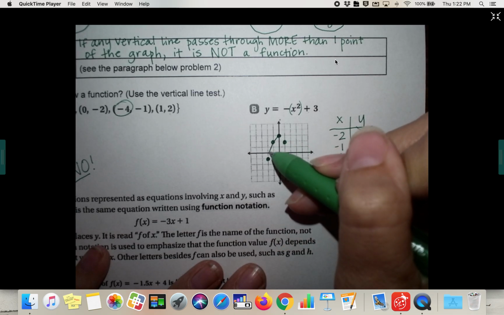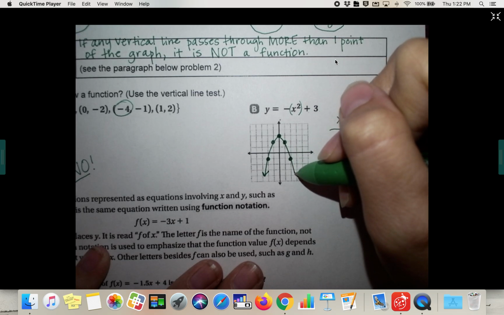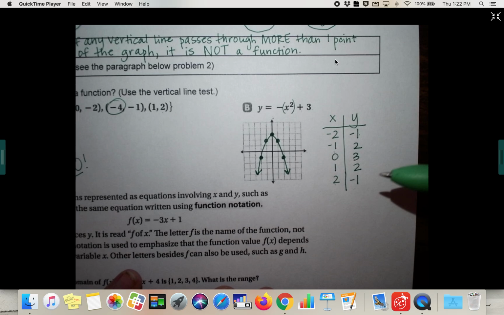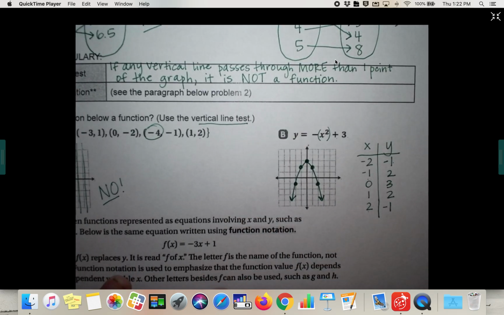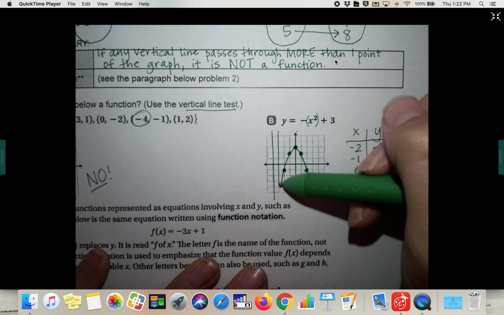Okay, I know that this is a weird function. You guys actually will do these later this year. It's called a parabola, but you don't need to know that right now. What you need to know is, does it pass the vertical line test? So this is still a function, it's okay.